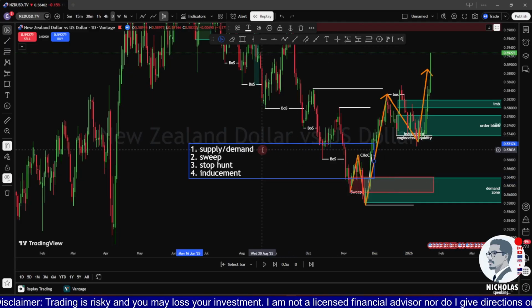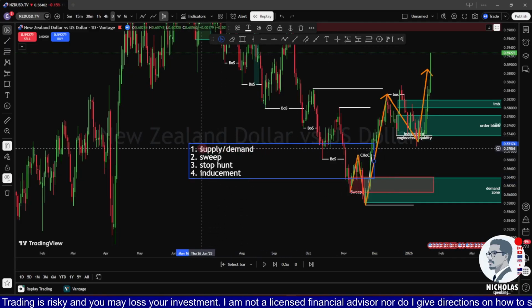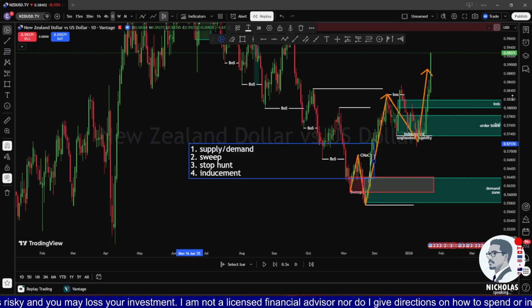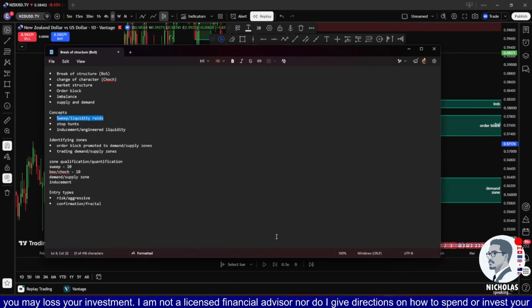The standard supply and demand is just when you have a supply and demand zone. It validates all the necessary by creating what? A break of structure, an order block, and an imbalance. The order block is then promoted to a supply and demand area or zone. You have a standard, you can buy and sell from there already. But by adding the advanced layer of sweeps, liquidity raids, stop hunts, inducements, or engineered liquidity to it, you suddenly get a higher zone qualification.